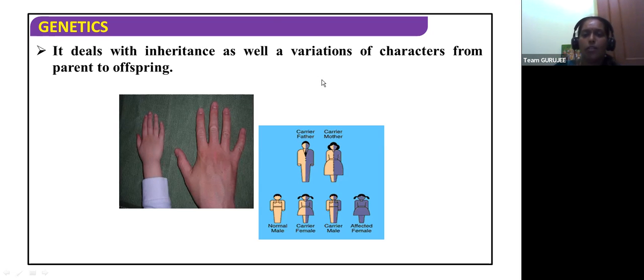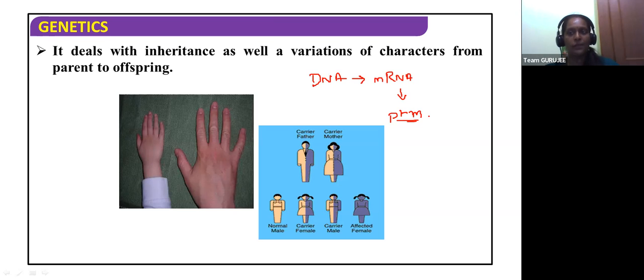So the central dogma of molecular biology is this. From DNA, it is mRNA. From mRNA, it is protein. So any character in our body is expressed in the form of protein. Skin color is due to melanin. Hair growth is because of keratin. Eyeballs and eyelids, everything is some protein being expressed in our body. So that is what is being stored in the DNA.